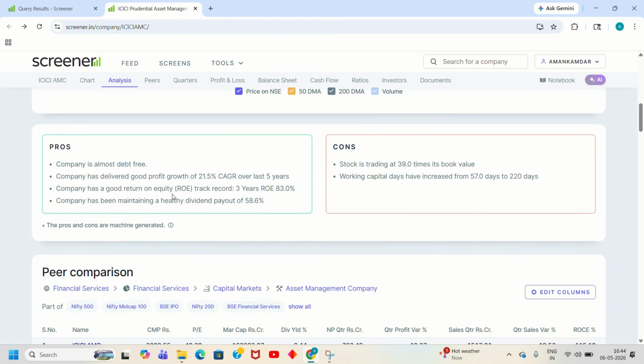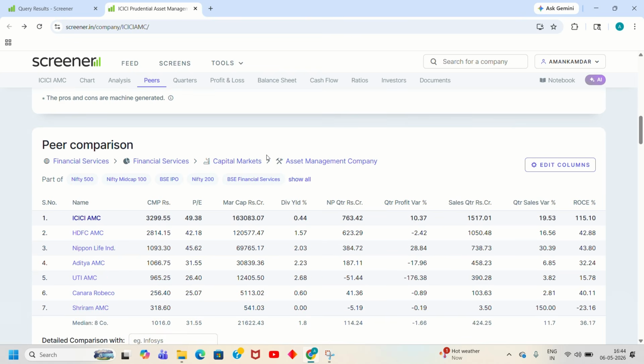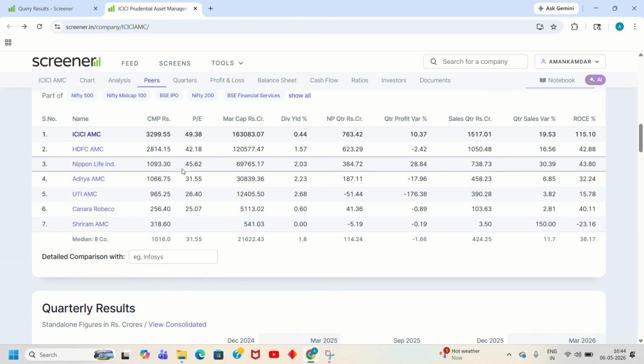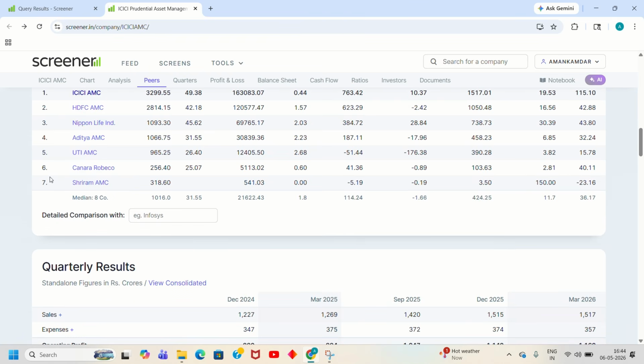Now the company has a good return on equity over the last 3 years, return on equity of 83%, and the company also has a healthy dividend payout. They are providing a healthy dividend payout of 58.6%. So these are the few cons: the working capital days have increased from 57 to 220 days, and the stock is trading at 39 times its book value. Now here is a peer comparison. So we can see that it is slightly overvalued, because people are looking at the future growth prospects of the company. That's why the PE is relatively on the higher side.